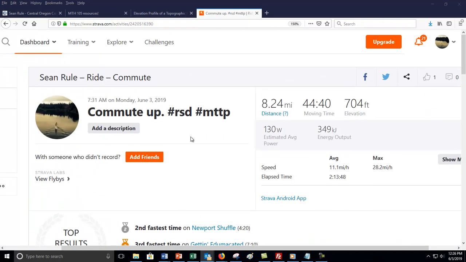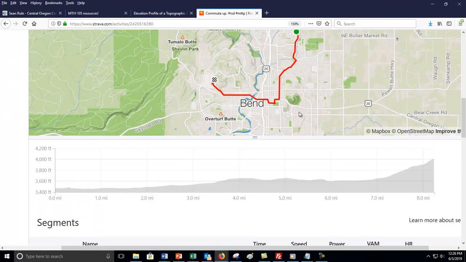I logged into Strava, and this is just the way I keep track of my bike commutes and things like that. So this is my ride to work in the morning. So we looked at this back in 105 when I had you. I'm sure we did anyway.